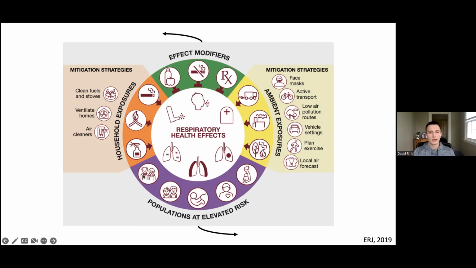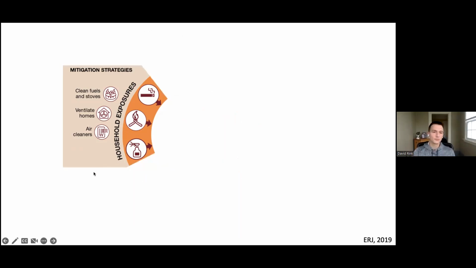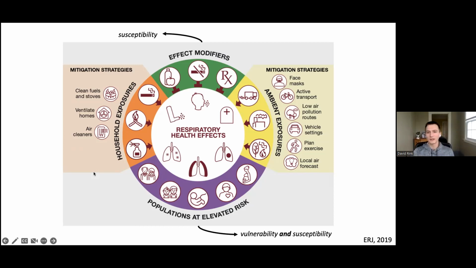And in it, we can see that they've broken down the mitigation strategies into those aimed at reducing risk or exposure to household air pollution, as well as ambient air pollution. They also highlight some effect modifiers, which can be thought of as susceptibility factors on the overall risk. Factors like smoking that can have additive or multiplicative effects on the overall risk associated with air pollution exposure. And at the bottom, they've demonstrated some of the populations that we think of as being at elevated risk, which highlights those factors of vulnerability and susceptibility.